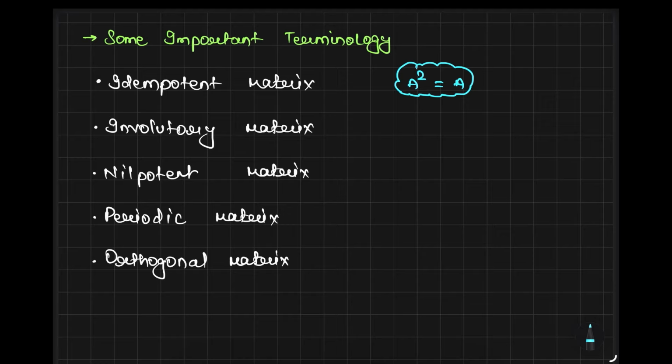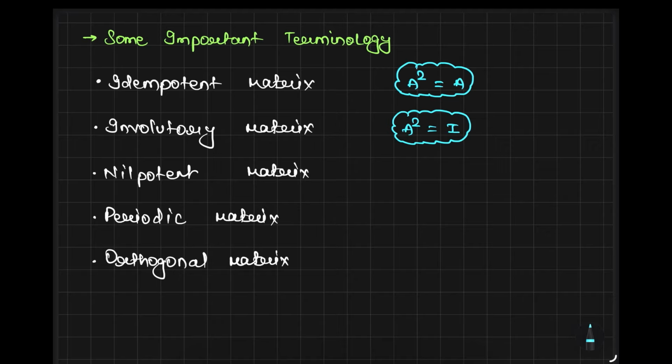Now, if a matrix is an involutory matrix, you can say that its A square will be equal to the identity matrix. Okay, they will not give you A, but rather they will give you these terminologies, and then you have to solve the illustrations.